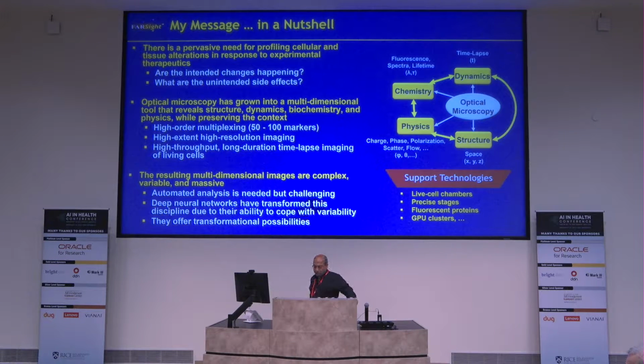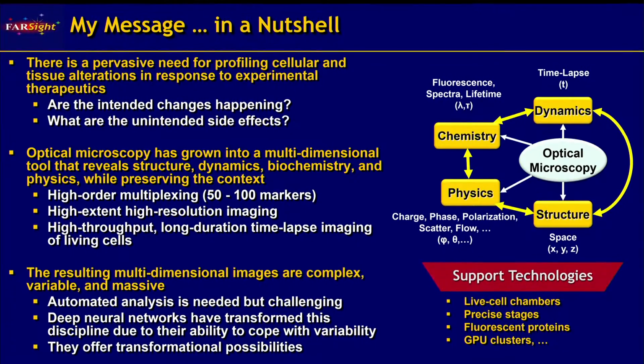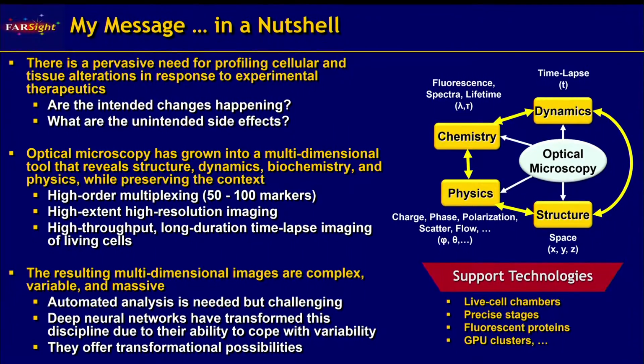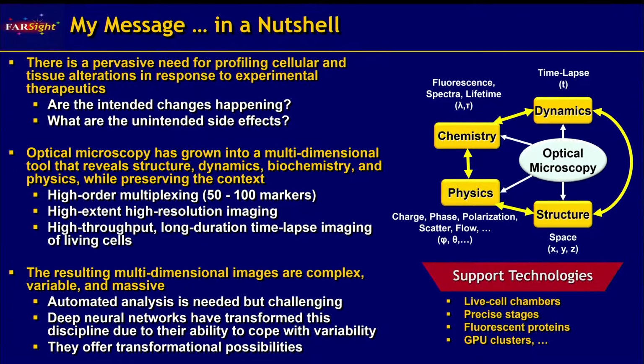You can capture structure, dynamics, and various physical properties of cells, everything from voltage to charge and what have you. There's a whole ecosystem of technologies that have grown around microscopy. It's the golden age of microscopy, with everything from live cell chambers to precision stages, entire palettes of fluorescent proteins, and massive supercomputers now married to the super microscopes that we have. And they have grown into a powerful tool for aiding the discovery of new therapeutics, right?